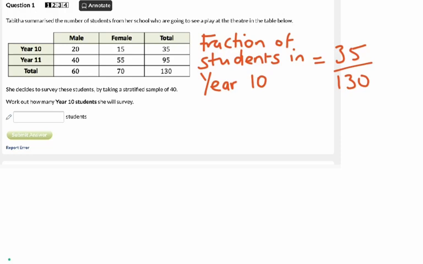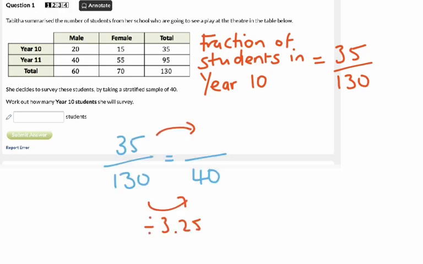So we look at the Year 10 students for the population that we're given. The population size is 130. There are 35 Year 10 students out of that population of 130. So we say that the fraction of students in Year 10 is 35 out of 130. Now use this information to come up with an equivalent fraction for our sample.